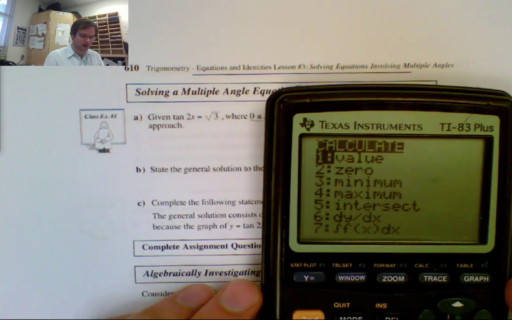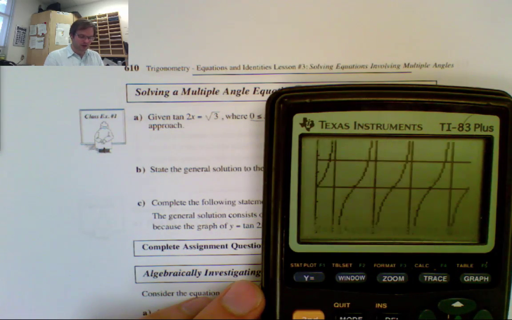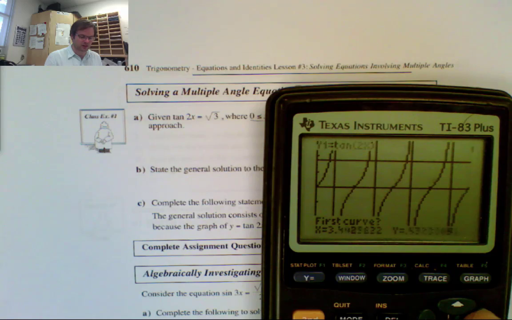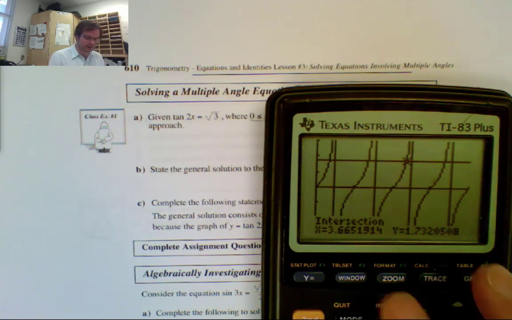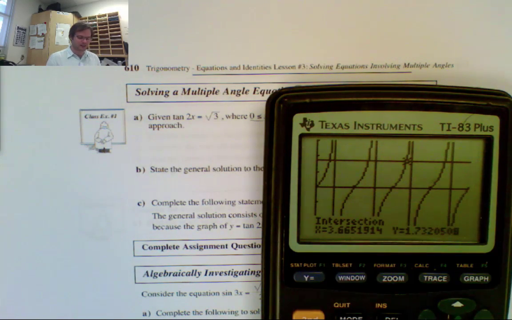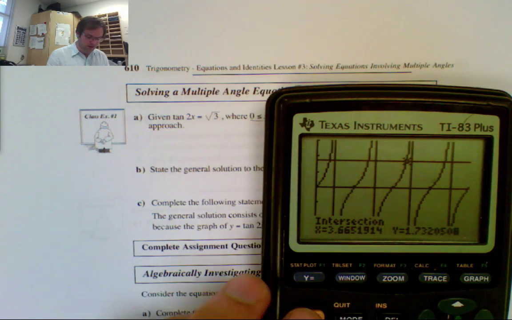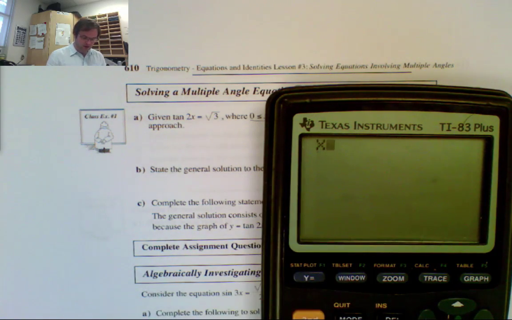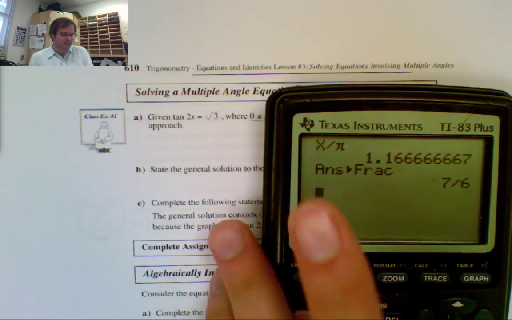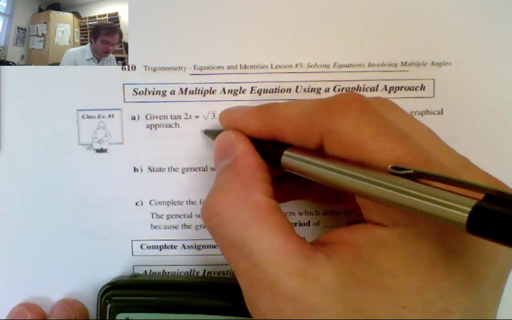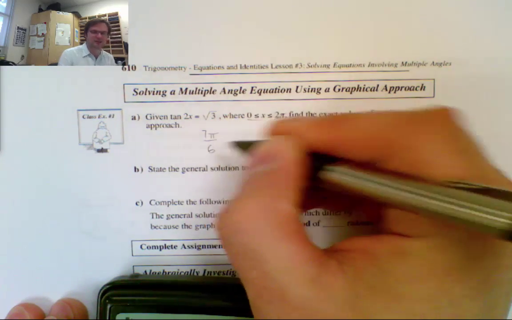So we're going to go second calculate, and I want the intersect. We're first going to find this intersect here. I push enter, it's around there. So my first intersection is x equals 3.666. If I want to get that to exact, I'm going to quit, go x divided by pi, and then put that into a fraction. Before it's multiplied by pi, it's 7 over 6. So that's the same thing as saying 7 pi over 6 is one answer.